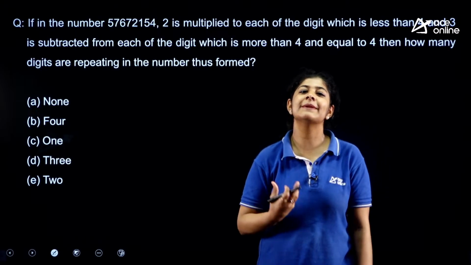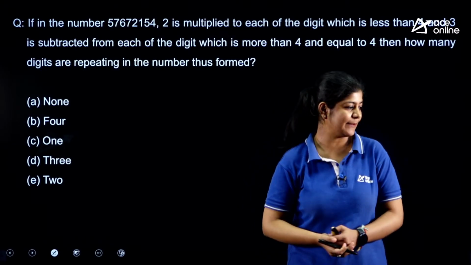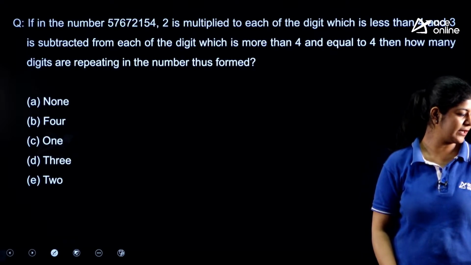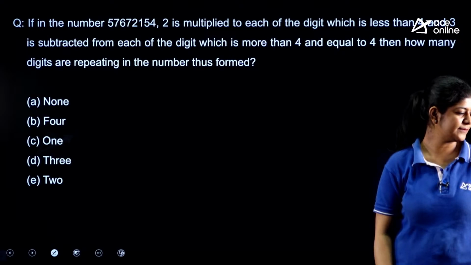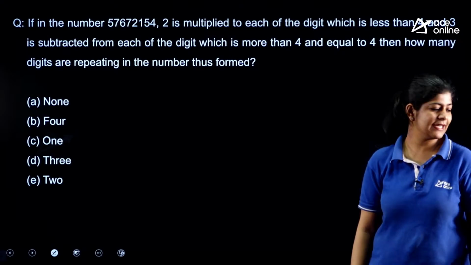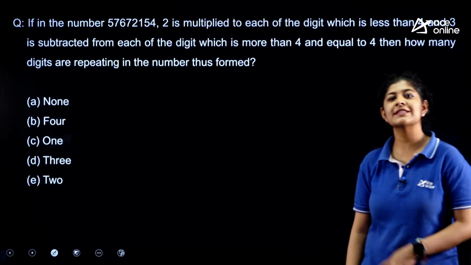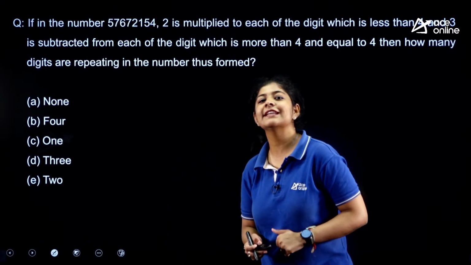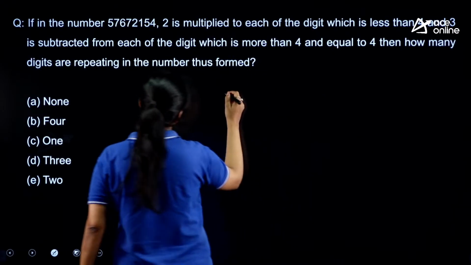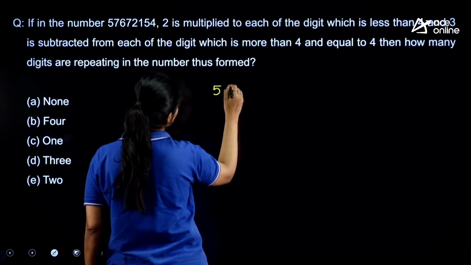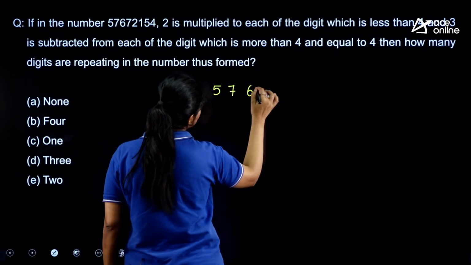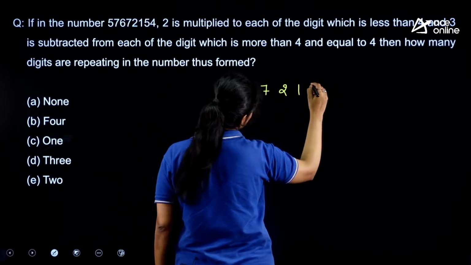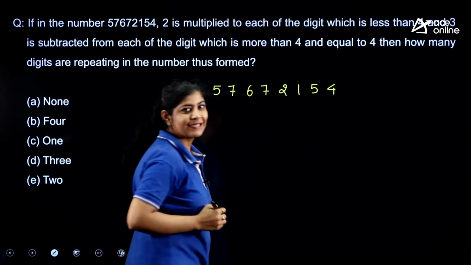What we have to do is simply determine how many digits are repeating. Please let me know your answer in the comment section, and accordingly we will start solving it. It's a very simple one. All we need to do is the operation as per the requirement, and we can easily get the answer. So the number that we have over here is 5, 7, 6, 7, 2, 1, 5, 4, right? This is the number we have.